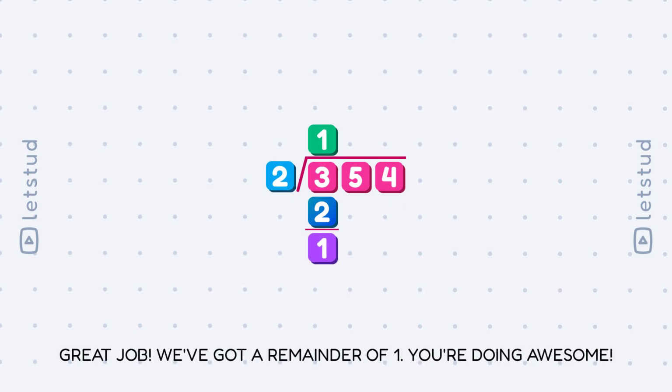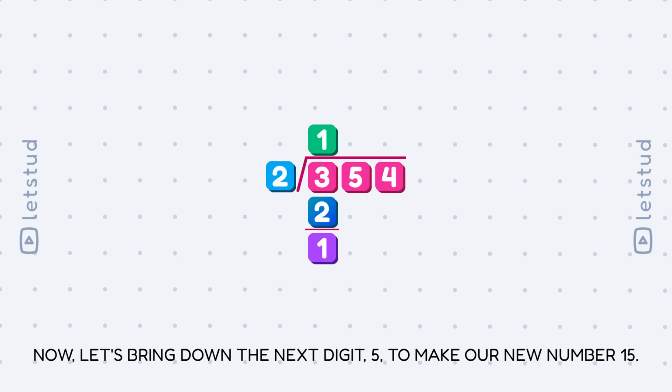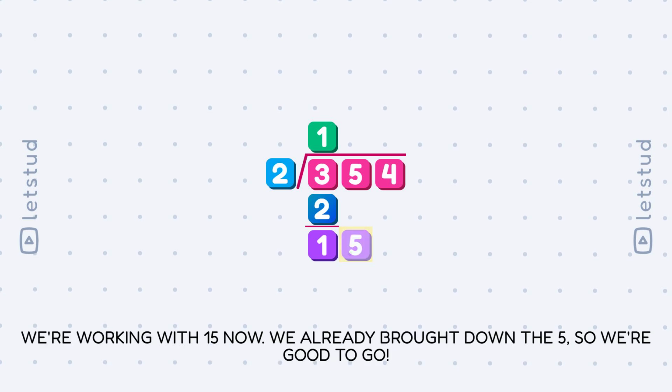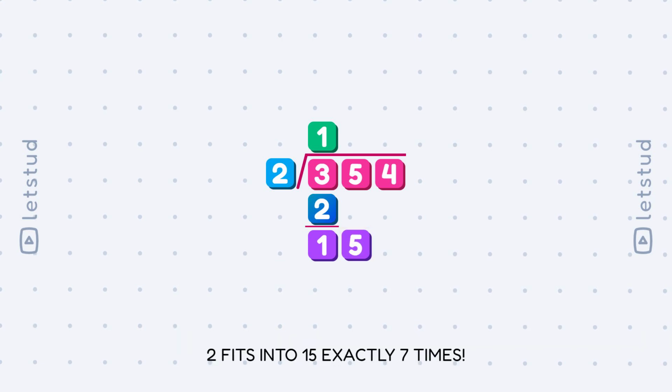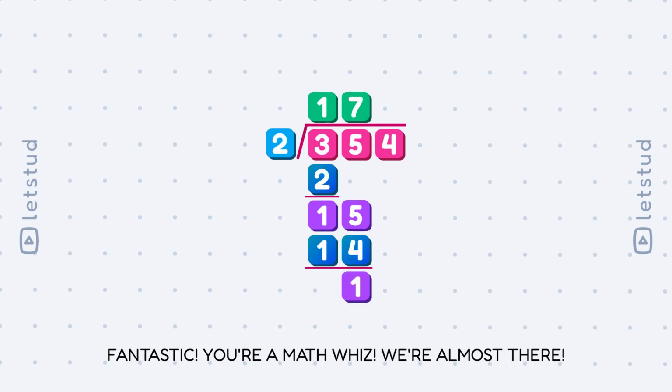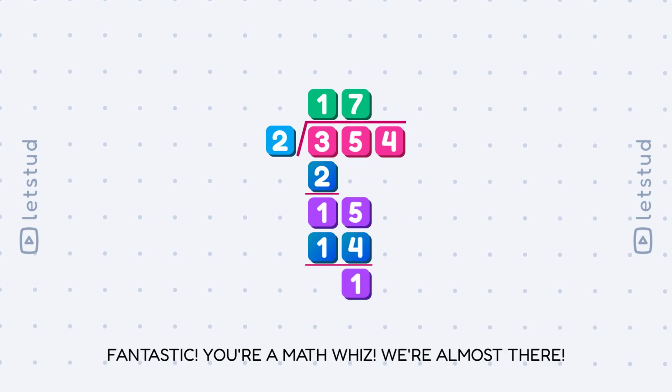Now let's bring down the next digit 5 to make our new number 15. Okay, now we have 15. Let's see how many times 2 fits into 15. We already brought down the 5, so we're good to go. 2 fits into 15 exactly 7 times. Let's multiply: 7 times 2 equals 14. Subtracting 14 from 15 gives us a remainder of 1. Fantastic, we're almost there.